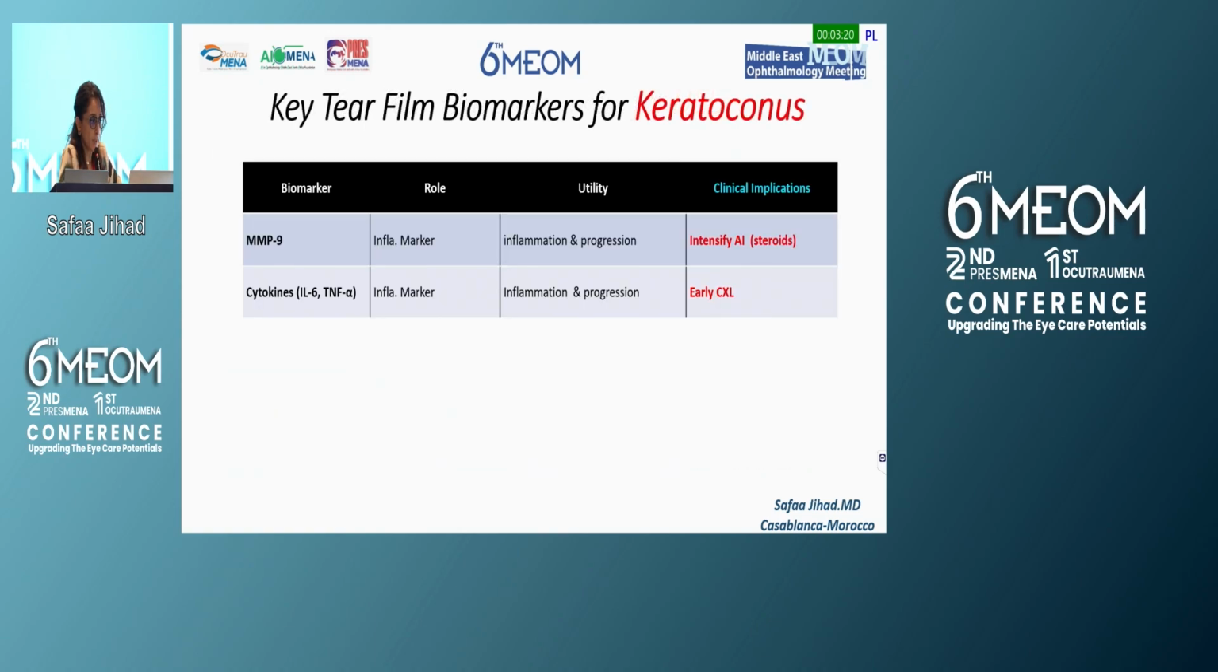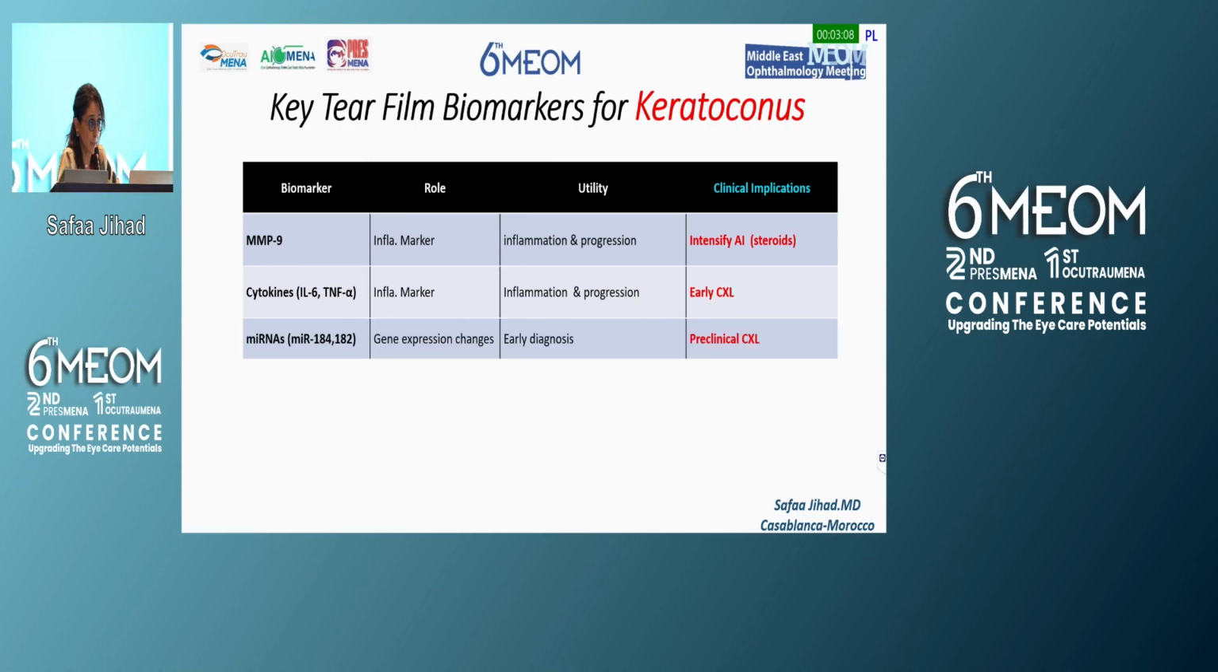What about keratoconus? Once again, inflammatory markers, MMP9 and cytokines, give an idea about the progression of the disease. And here we'll go through an intensification of anti-inflammatory treatment, or we can perform an early cross-linking. Genomic biomarkers give us an idea about early diagnosis, and we can here think about a preclinical cross-linking if we have more than one risk factor. And guess what? Today we can have an idea about real-time destruction of the collagen through the level of collagen fragments in the tear film. And here we can think about an early cross-linking, or redoing a cross-linking to halt progression if we still have collagen destruction in spite of the first cross-linking done.